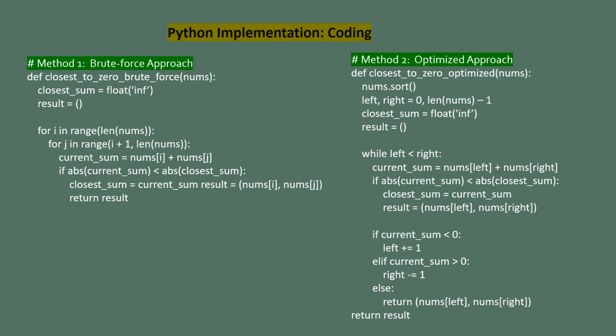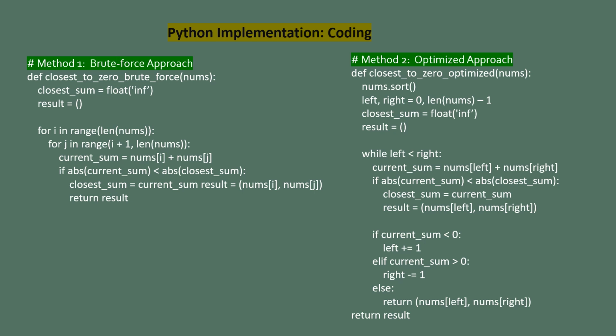Iterating through list. Use a while loop to iterate until the left pointer is less than the right pointer. Within the loop, calculate the sum of the elements pointed to by the left and right pointers. Updating closest sum. Compare the absolute value of the current sum with the absolute value of the closest sum. If the current sum is closer to 0 than the closest sum seen so far, update the closest sum and result variable with the current pair of elements.